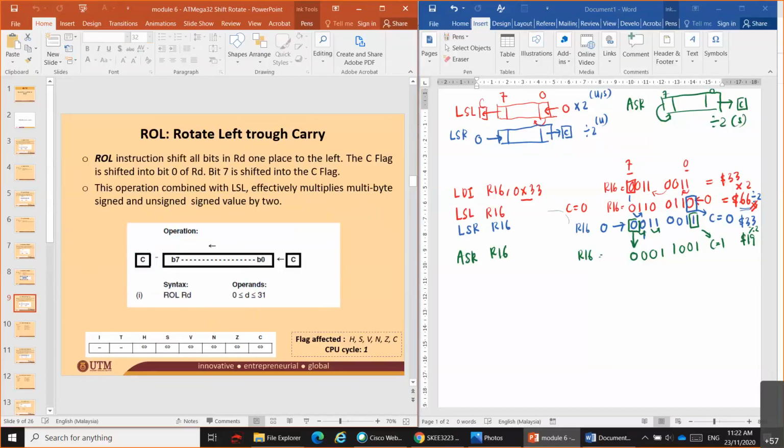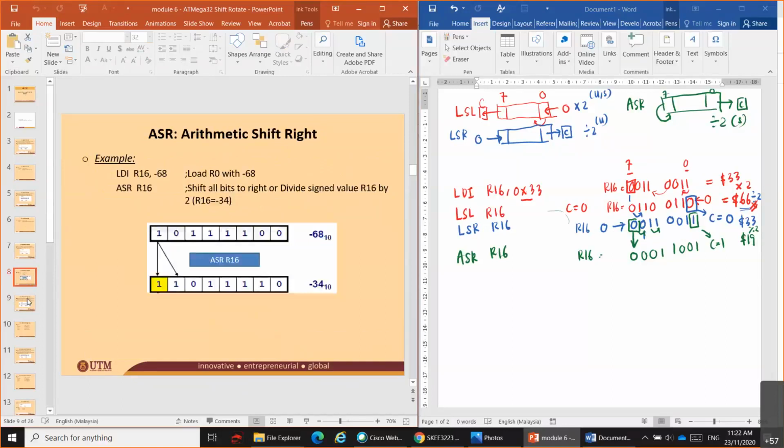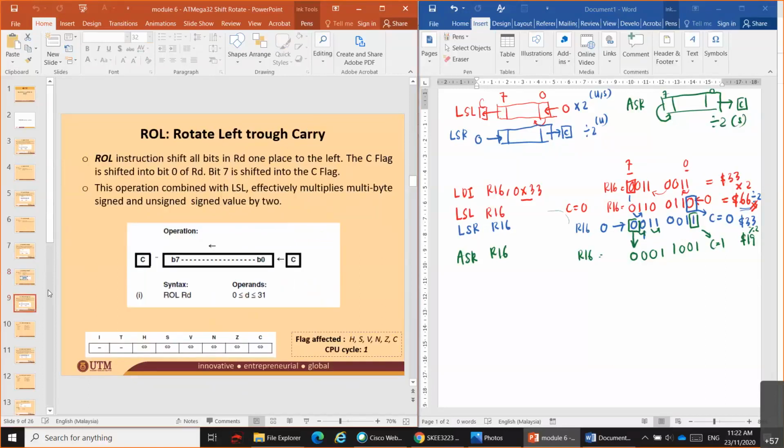Okay, the next instruction is ROL. ROL stands for rotate left through carry. So this instruction shifts all the bits in Rd one place to the left. The C flag is shifted into bit 0 of Rd, while bit 7 is shifted into the C flag. So now you have two C flags. One is the old C flag, the other one is the new C flag.